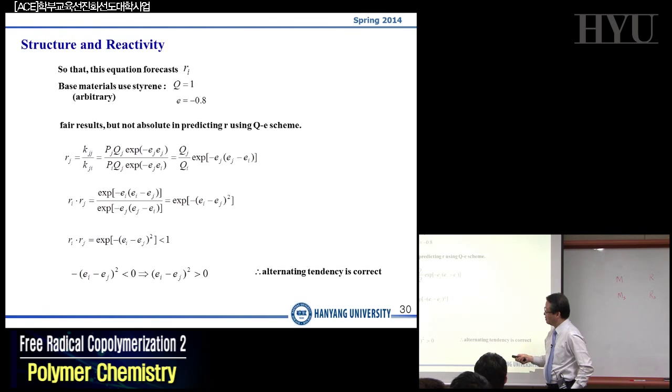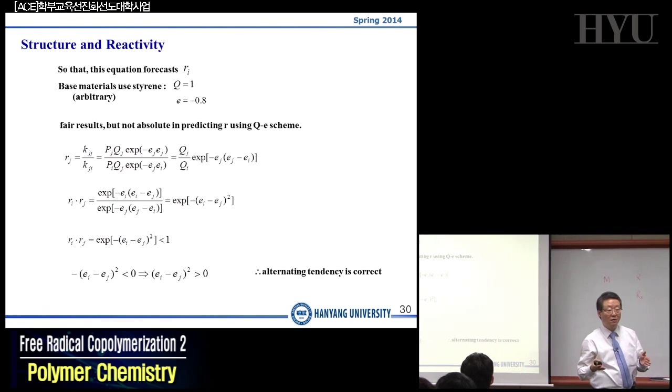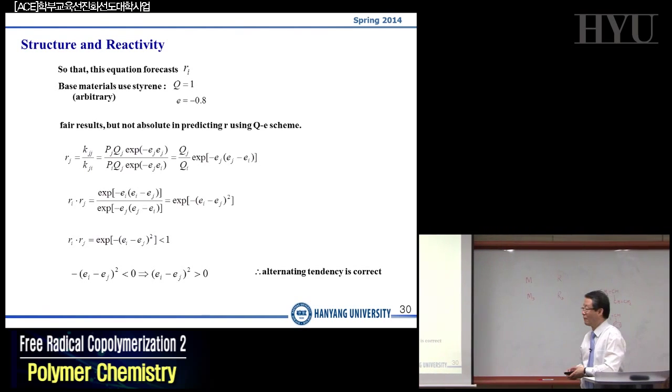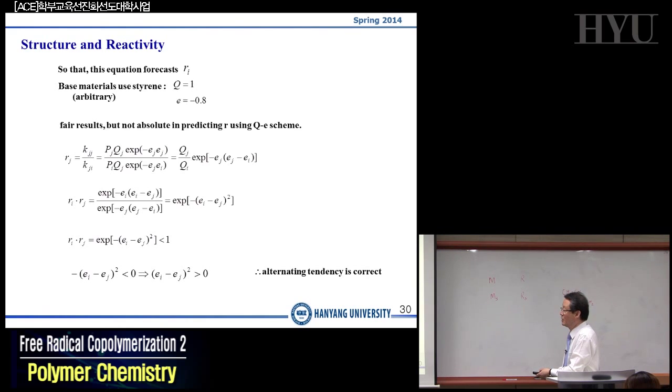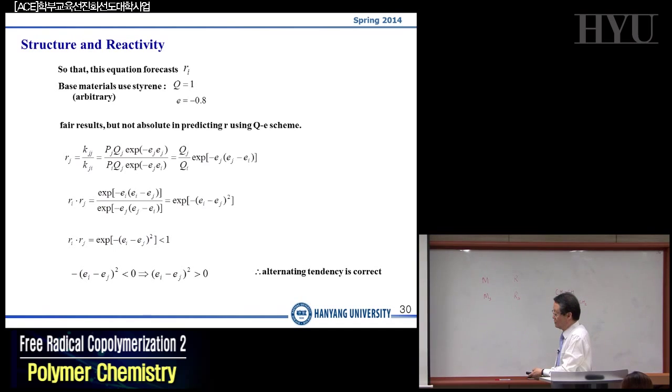Therefore, Ri times Rj is always less than 1, and this indicates you're predicting the alternating tendency from this QE scheme. So the alternating tendency is correct from this QE scheme as well.